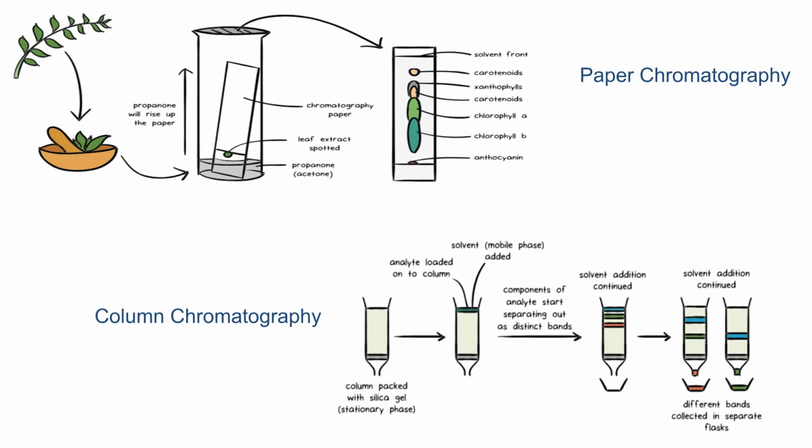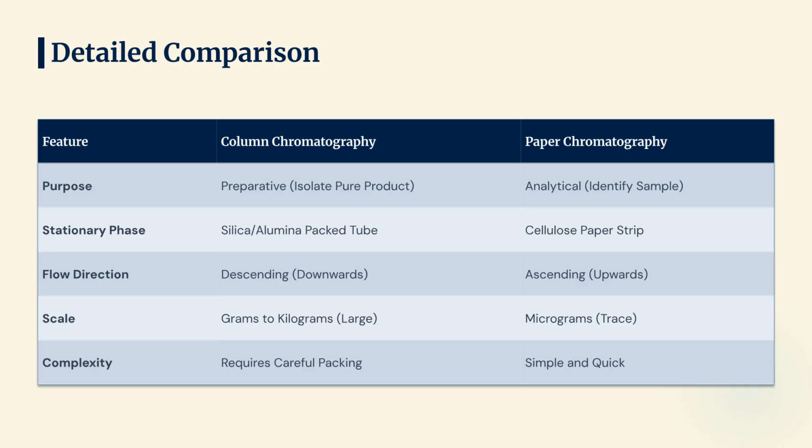Now, let us compare it with paper chromatography. While paper chromatography is analytical, telling you what is in the sample, column chromatography is preparative, that is, it gives you the pure substance in large quantity. Paper chromatography is based on the principle of partition. Stationary phase is water adsorbed on paper. Mobile phase ascends upwards due to capillary action, whereas column chromatography is based on adsorption, with stationary phase as adsorbent and mobile phase descends downward due to gravity.